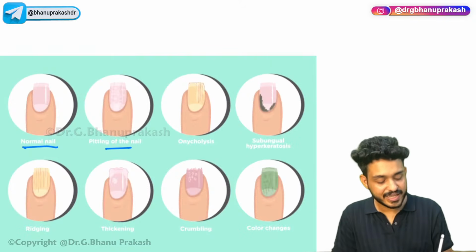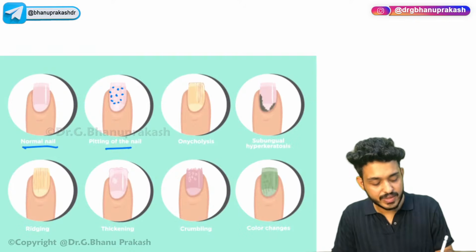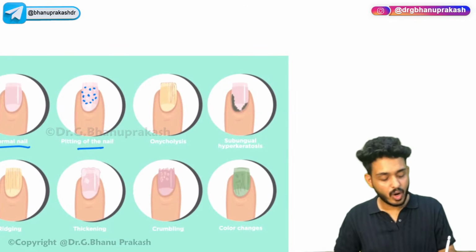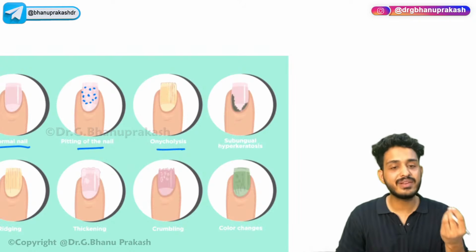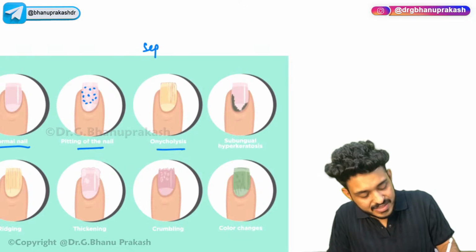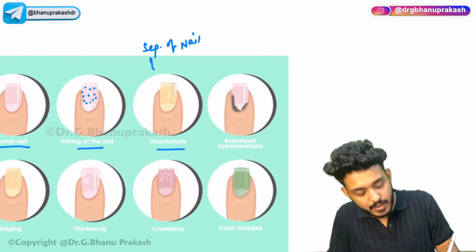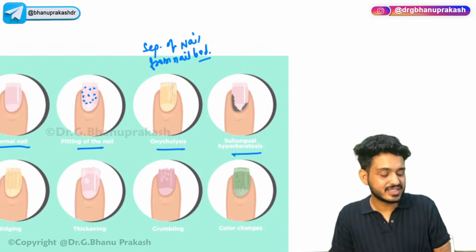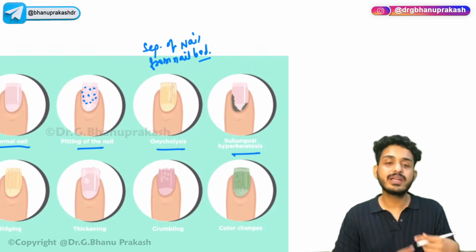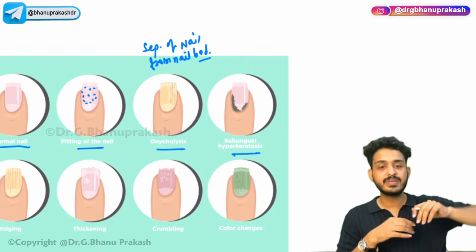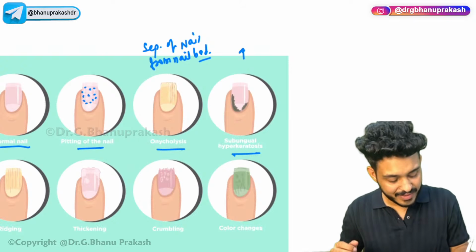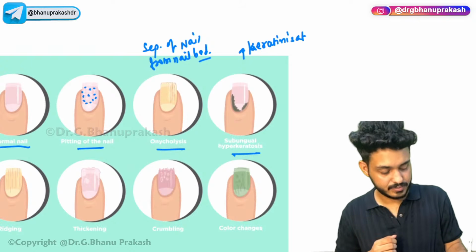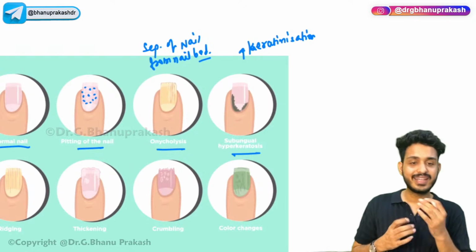This is your pitting of the nail. Pitting means, try to look, we are having some kind of depressions over here in the nail bed, right? That is your pitting. Onycholysis means there will be separation of nail from nail bed. Then we are having subungual hyperkeratosis. Hyper means increased, keratosis means keratinization. So you will be having increased deposition of keratin or increased keratinization.